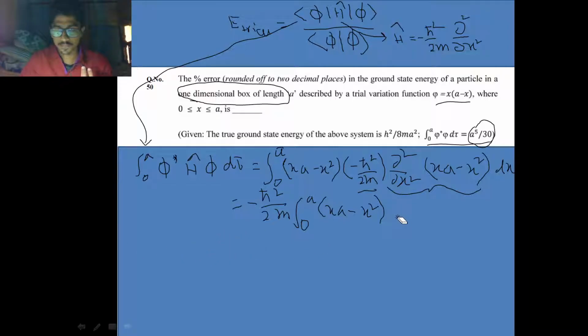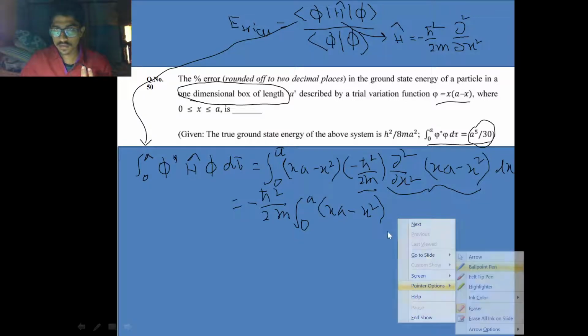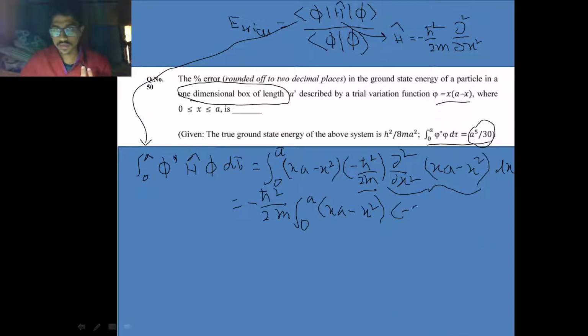So here see what comes, this integral comes as minus 2, this derivative comes as minus 2, then dx. So minus 2 is a constant, so it comes out, and minus into minus is plus, and 2 and 2 cancel out, so here it comes ħ square upon m, integral from 0 to a of x(a minus x) square into dx. After that, see, what is this?